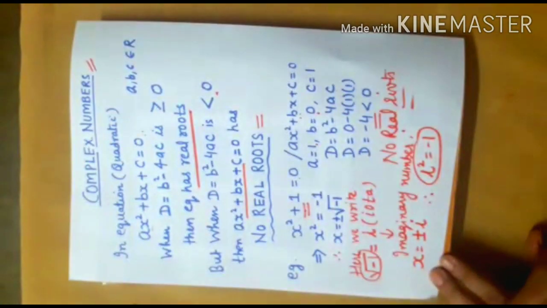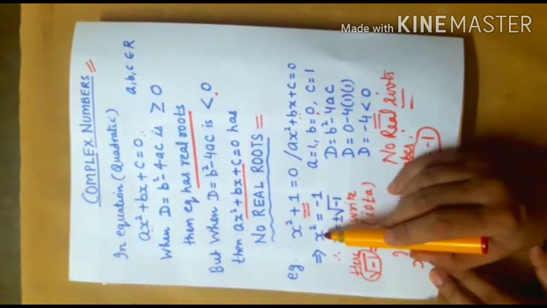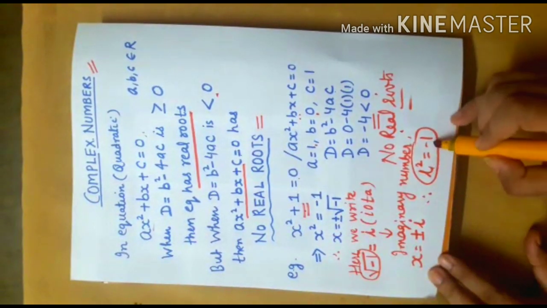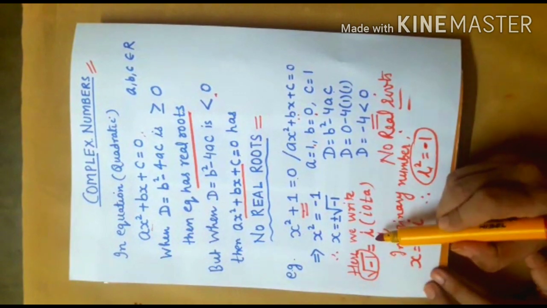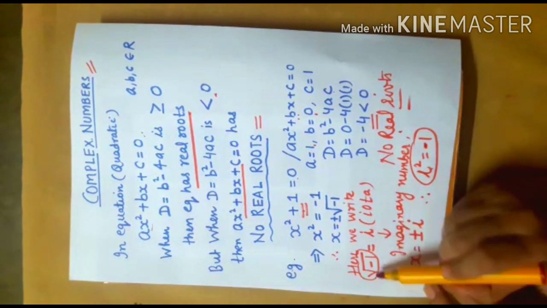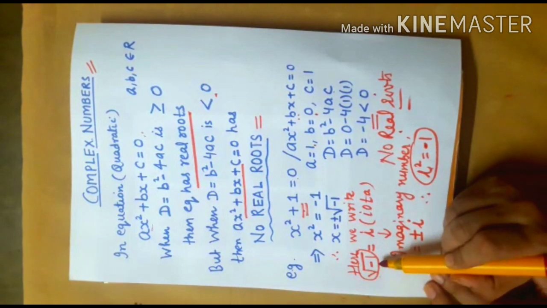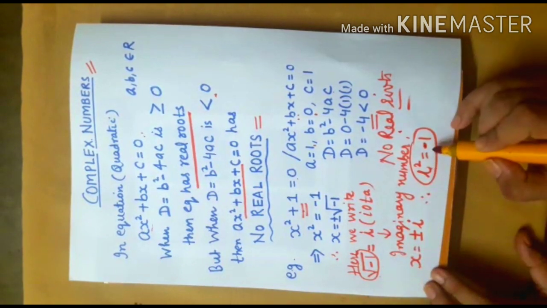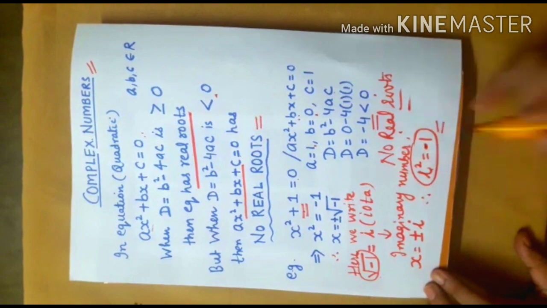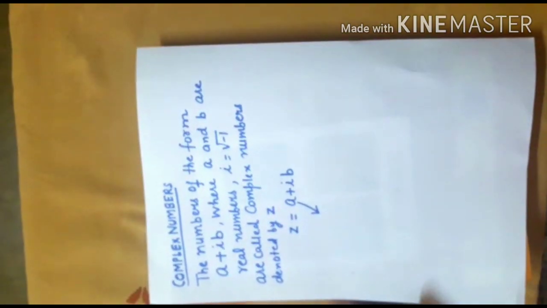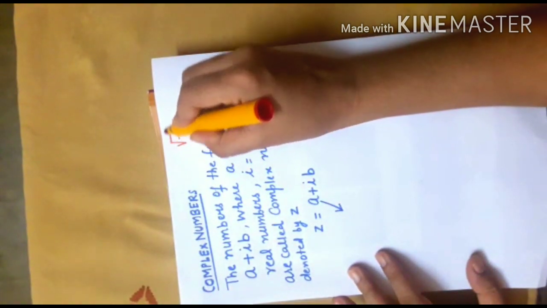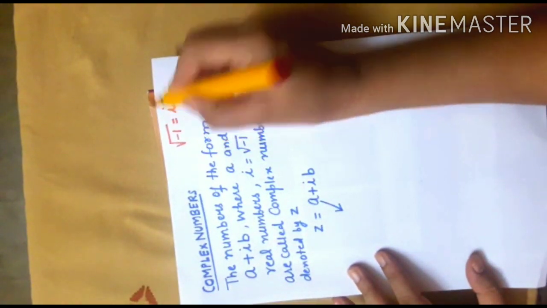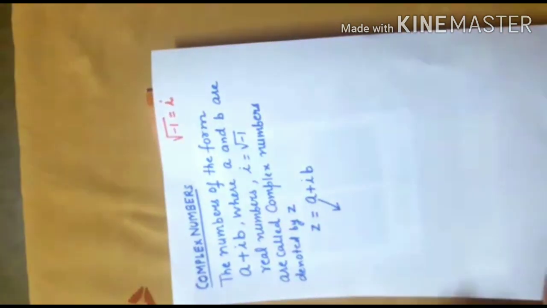Now as iota is a solution of this equation, so iota will satisfy this equation. So iota square is equal to minus 1. So imaginary number iota stands for square root of minus 1, and iota square is equal to minus 1. So we have introduced the imaginary number square root of minus 1, which is denoted by the symbol iota.